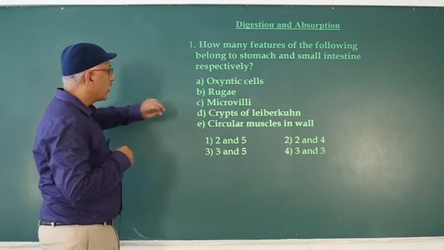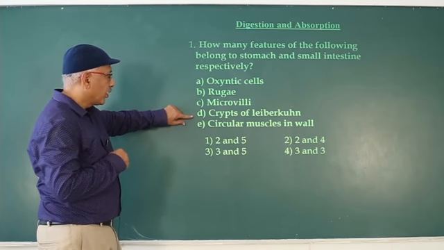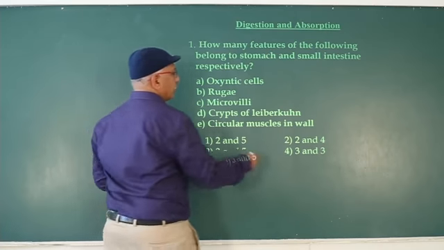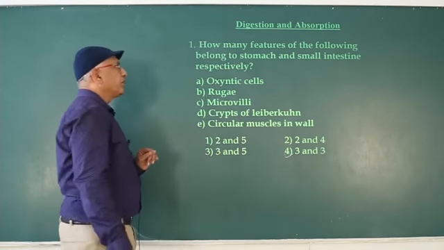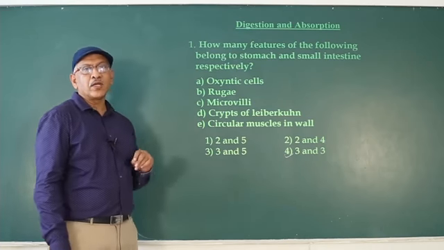So small intestine: microvilli, crypts of Lieberkühn, circular muscles. So 3 and 3. So typical questions. So you practice 2 times.